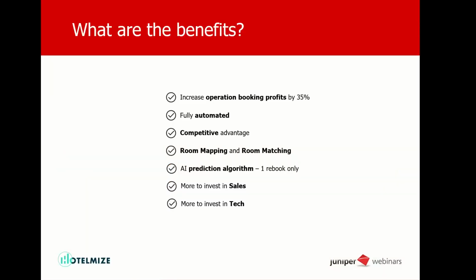Now, what are the benefits of using Hotelmize? As I mentioned before, it increases your operation booking profits by 35%, which is amazing. It's fully automated once we connect it to your activity via Juniper. You have zero overhead. It's a competitive advantage because you can use this margin for marketing, sales, and any other activities you have in mind. We have the prediction algorithm and the room mapping, without which no one can really perform this activity on a large scale in an efficient way.